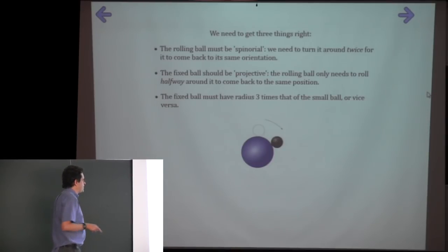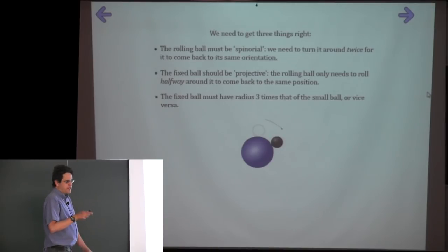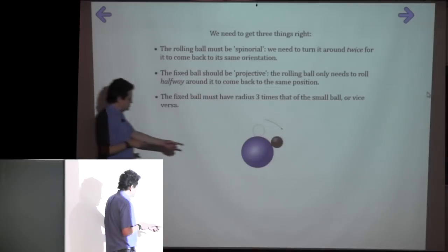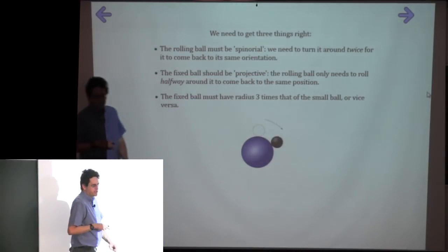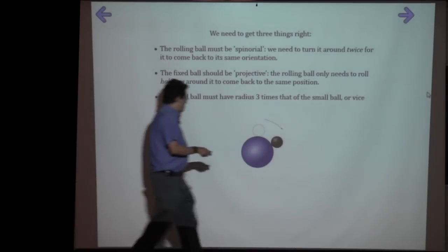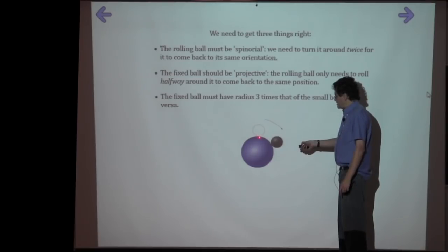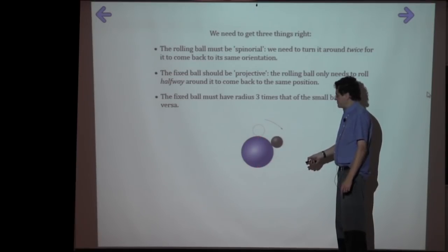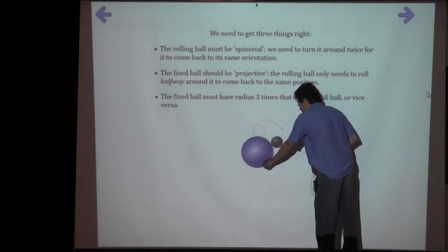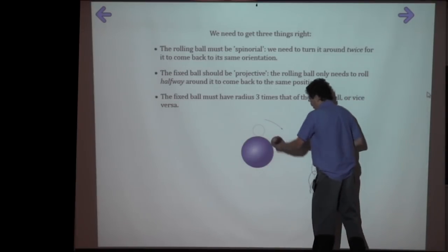On the other hand, this big ball, this fixed ball, should be funny in a different way. The surface of this big ball shouldn't really be a sphere. It should be a projective plane. In other words, to be touching at some point of this big ball counts as exactly the same as touching at the antipodal point. So the little ball only needs to roll halfway around the big ball for it to count as touching at the same point.